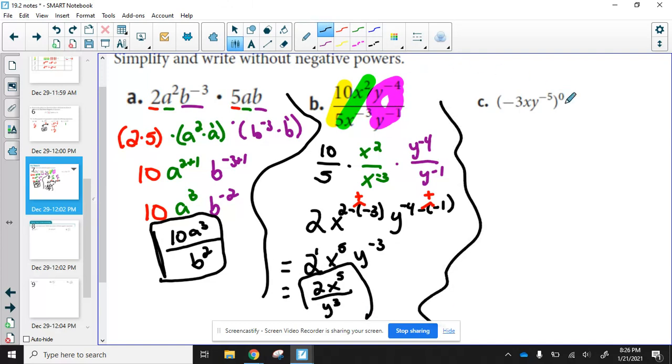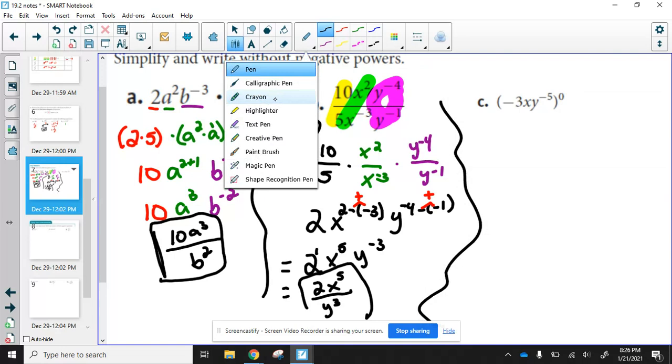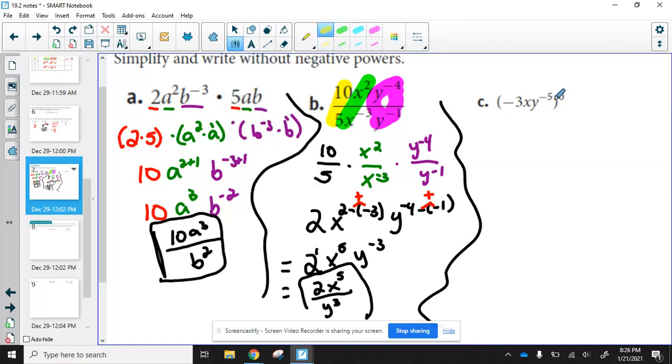Last one, your guys' favorite one. Like I talked about earlier, this is in parentheses. So it is saying everything in this parentheses is raised to the 0 power. And we know whatever is raised to the 0 power is equal to 1.